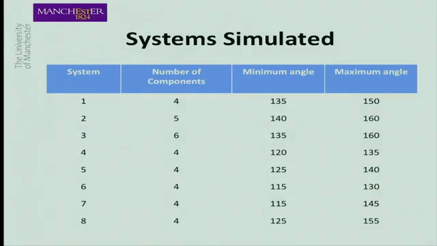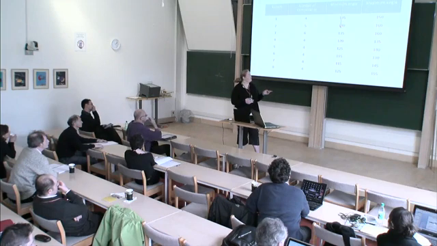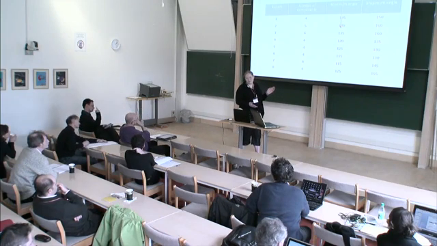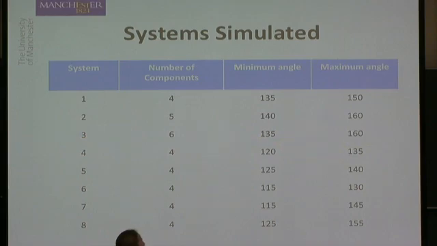So I've run it for a few different systems, and I'm just going to show you some of them today. So I've done 4-component systems. Here I had angles varying between 135 and 150. In this case, I had 1,000 molecules in the system, and I'd have 250 at 135, 250 at 140, and so it followed that pattern.